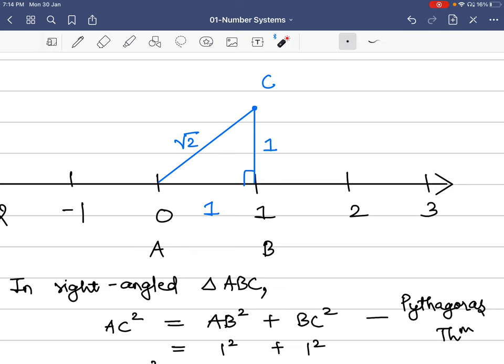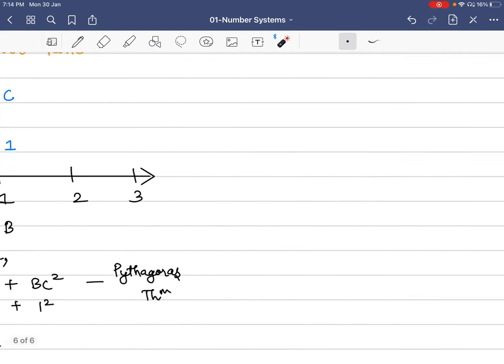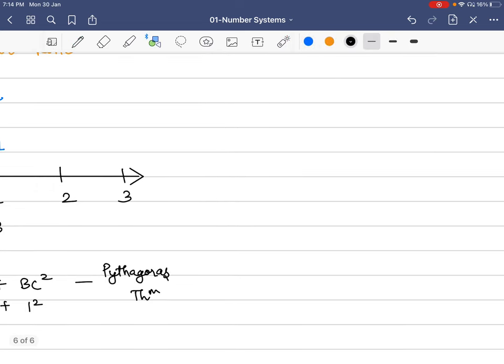So what I'm going to do is I'm going to take my compass and keep the center here at the point O. So let's use highlighter. I'm going to put my center here at point O, and then I'm going to extend this line OC to the number line. In order to understand this concept, let's come here and I'm going to draw a circle now. So consider this circle.